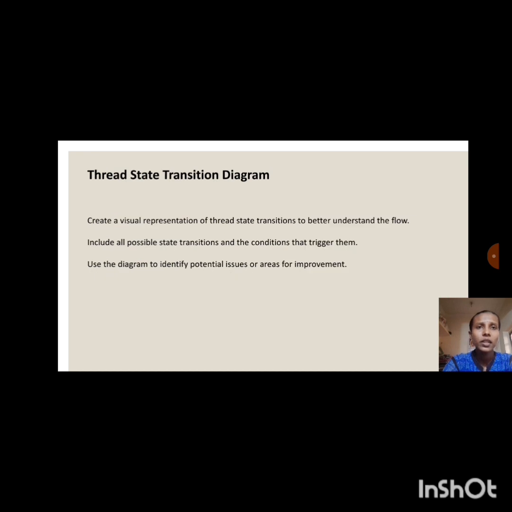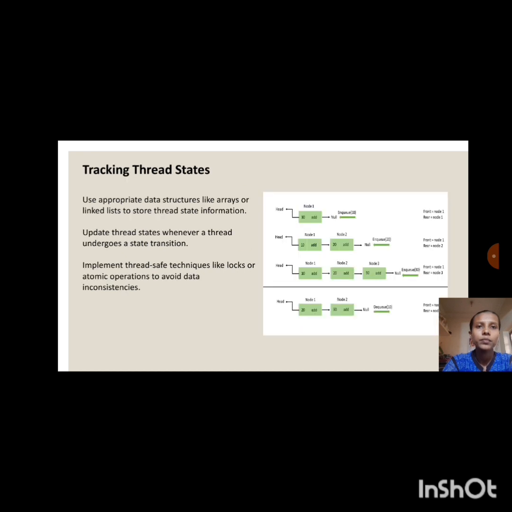Thread state transition diagram. Create a visual representation of thread state transitions to better understand the flow. Include all possible state transitions and the conditions that trigger them. Use the diagram to identify potential issues or areas for improvement.